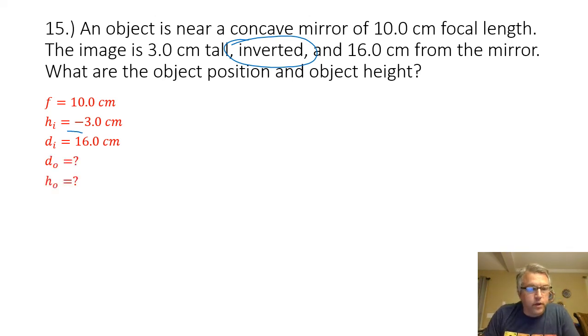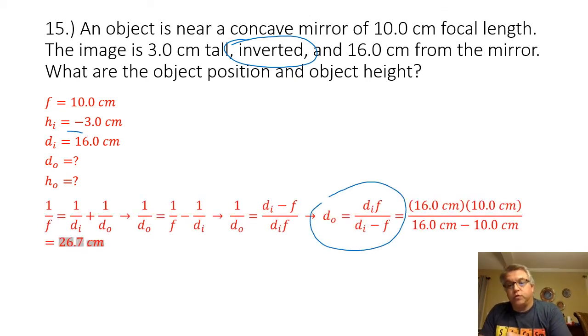Once again, I'm going to start with my mirror equation. I'm going to, again, solve it the same way, but now rearranging for the object distance instead of the image distance as we did in the previous problems. All the math is exactly the same, and we get something very similar to what we had before. So the object distance is going to equal the image distance times the focal length divided by the image distance minus the focal length. Plug my variables into that equation, and I am going to have an object distance of 26.7 centimeters.